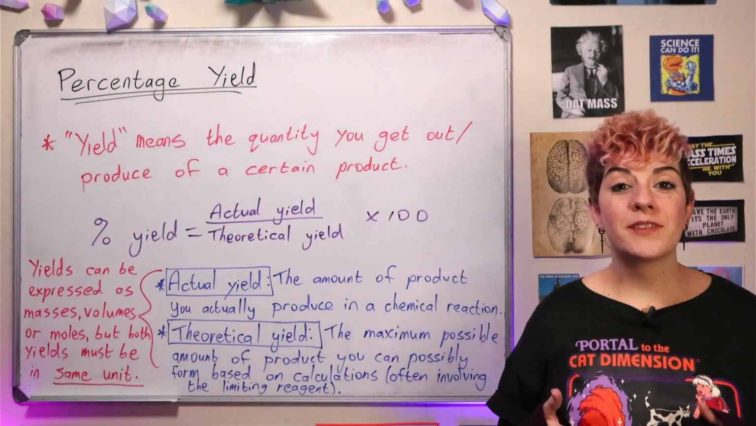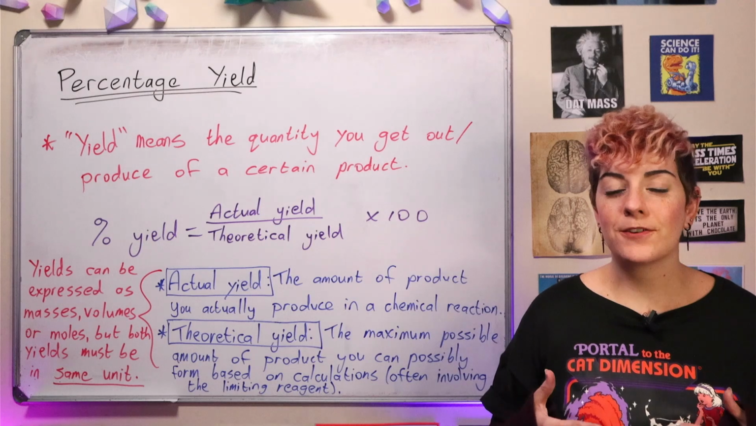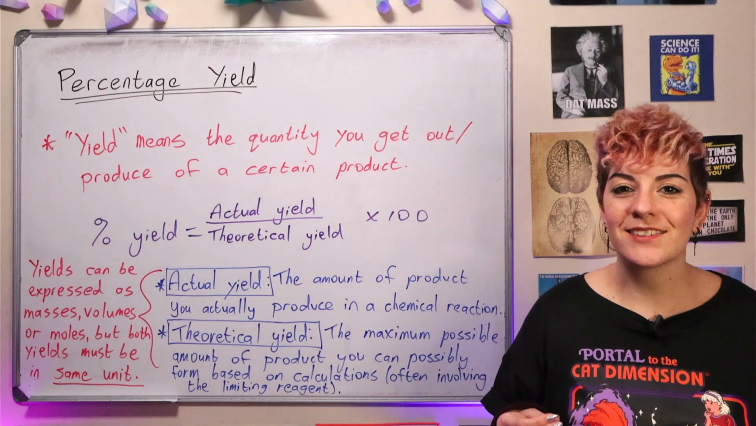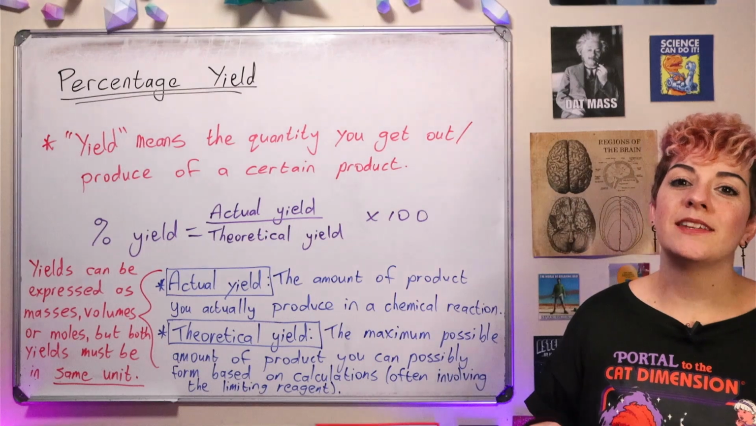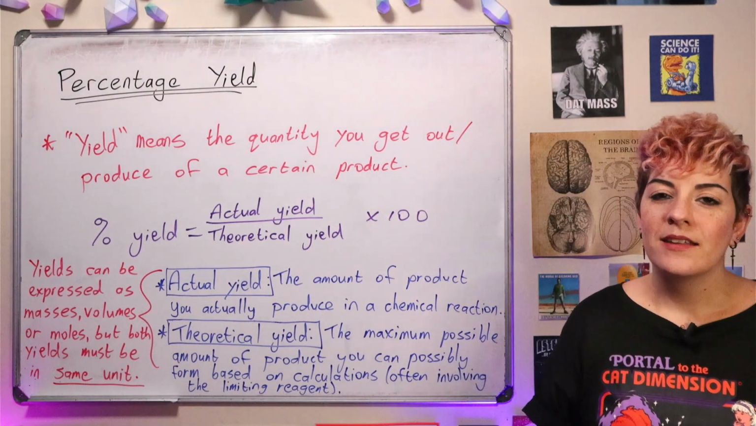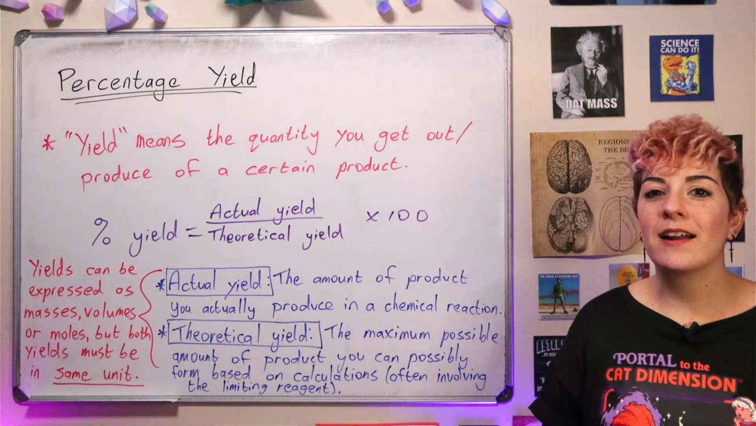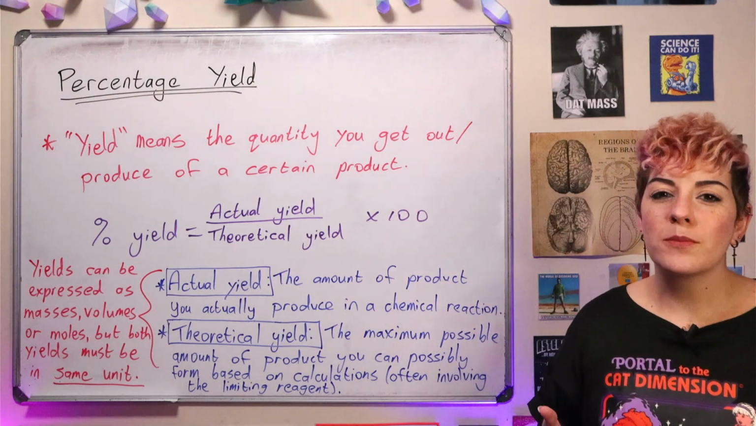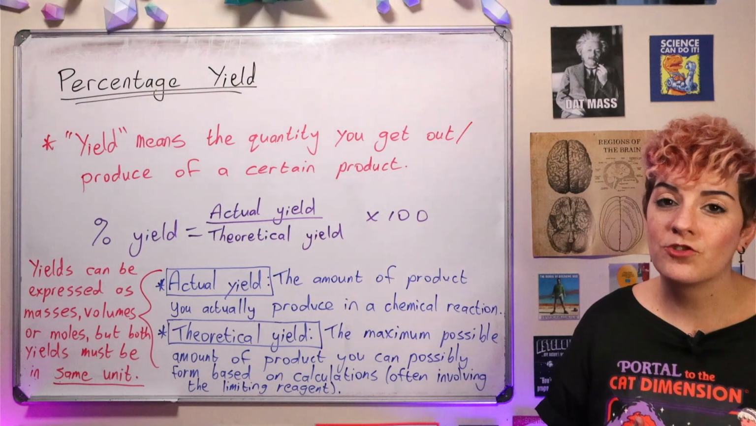Right, so percentage yield, what does it mean? Well, I find it helpful to first look at the word yield. The word yield in chemistry means the quantity of a product that is produced in a chemical reaction. Now, when it comes to chemical reactions, you will find that sometimes you don't make as much product as you thought you could, right?